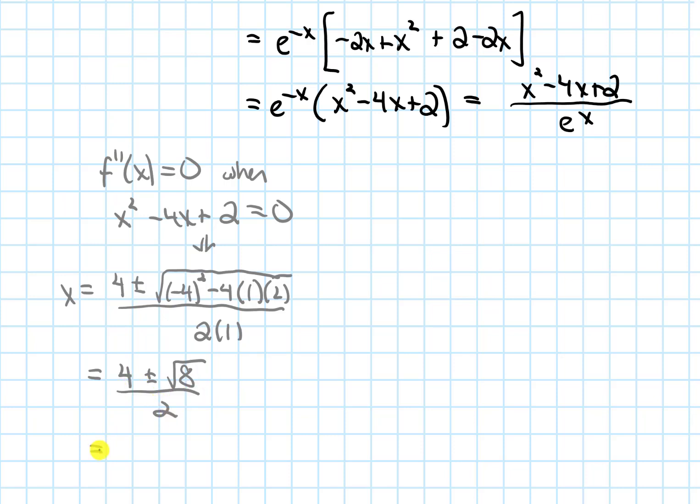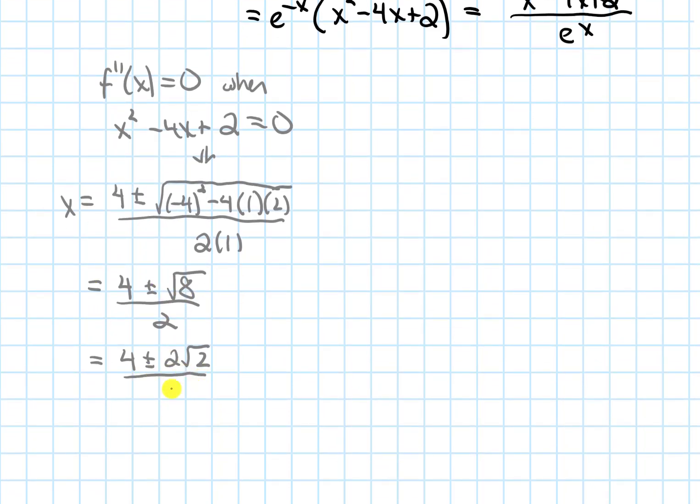And simplifying this root, we get 4 plus or minus 2 root 2, because I can take a 4 out of the root, and that becomes a 2 when I take it out. And then divided by 2. And then I can split this up as 4 over 2 plus or minus 2 root 2 over 2. And that'll give me 2 plus or minus root 2. Okay, so that's when my second derivative equals 0.